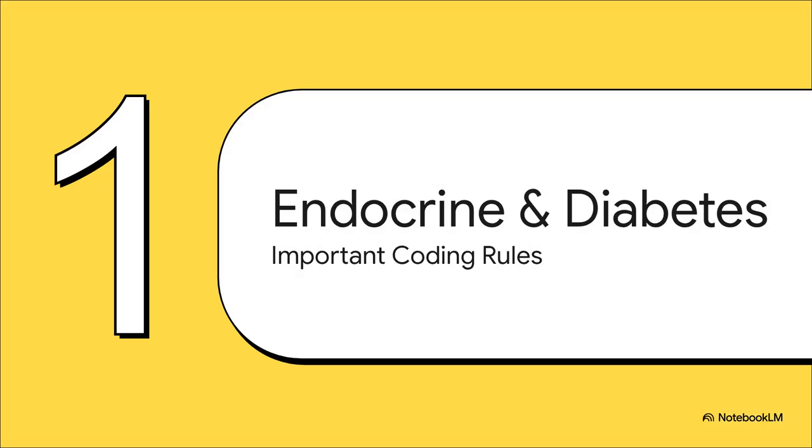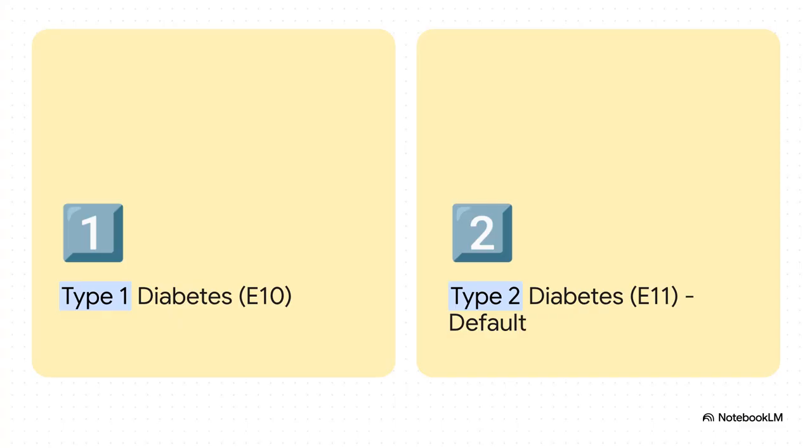All right, let's kick things off with our first domain. Section 1, Endocrine and Diabetes Rules. This is easily one of the most heavily tested areas you'll see. So, your very first decision point as a coder, determining the exact type of diabetes. We've got type 1 diabetes, coded in the E10 category. And then we have type 2 diabetes, which falls under E11. Now, remember this rule of thumb. If the provider's documentation doesn't explicitly specify the type, the default guideline is always to code type 2, E11.